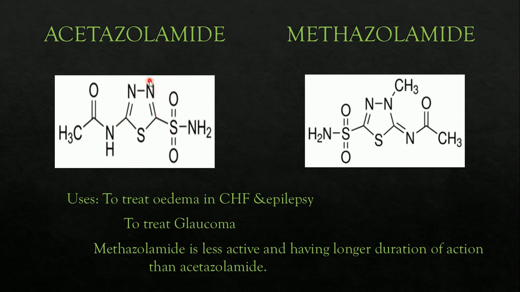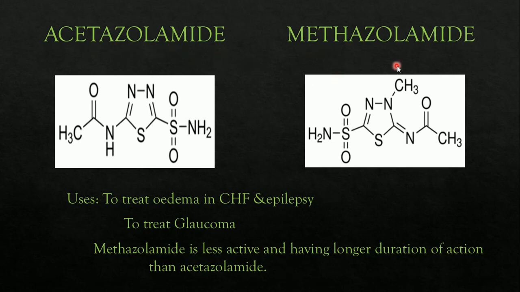What is thiadiazole? 5-membered ring containing 1 sulfur and 2 nitrogens is called thiadiazole. Sulfur is present at first position, 2 nitrogens are present at third and fourth position. Here aceta indicates acetamide is present at 5th position of thiadiazole. Zole indicates this is a thiadiazole. Amide indicates a sulfonamide group is present at 2nd position. This is structure of acetazolamide, and clues for you to remember is aceta, zole and amide.